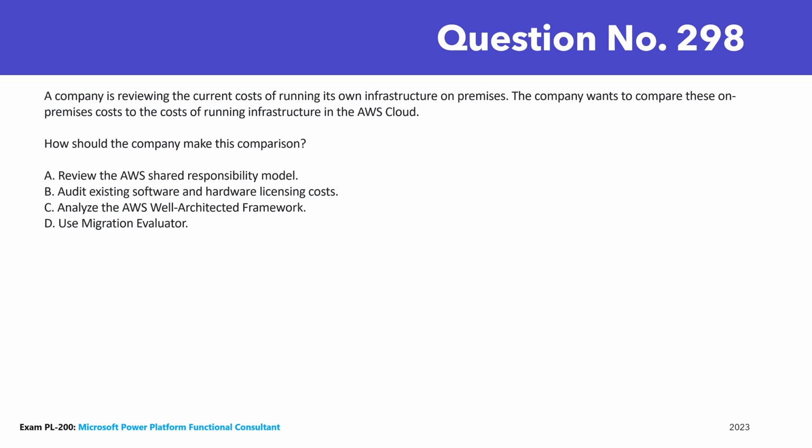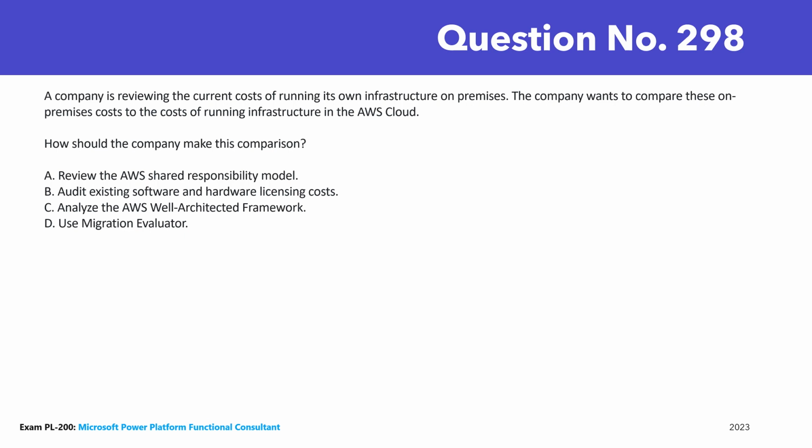A company is reviewing the current costs of running its own infrastructure on premises. The company wants to compare these on-premises costs to the cost of running infrastructure in the AWS Cloud. How should the company make this comparison? A. Review the AWS Shared Responsibility Model. B. Audit existing software and hardware licensing costs. C. Analyze the AWS Well-Architected Framework. D. Use Migration Evaluator. Correct answer, B.